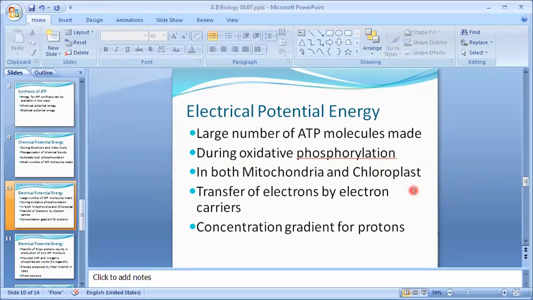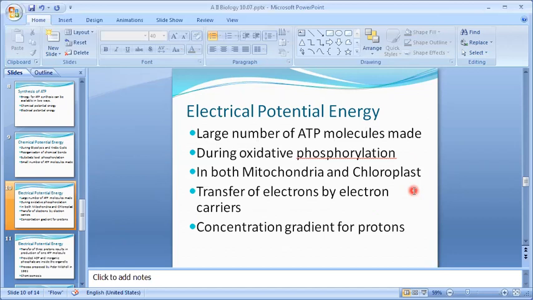Okay. So we have already studied the process of oxidative phosphorylation, that is, basically how this electrical potential energy is released. This is because when the electrons are transferred by the electron carriers, this process takes place on the inner mitochondrial membrane. And when electrons are transferred from one electron carrier to the next one, down the energy level, energy is obviously released, and that is the electrical potential energy.